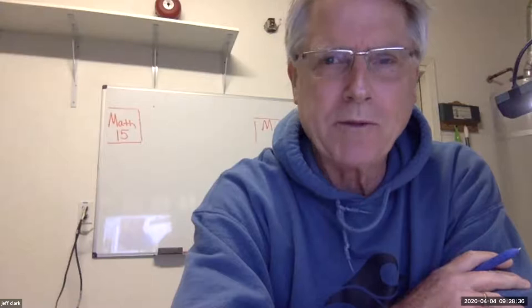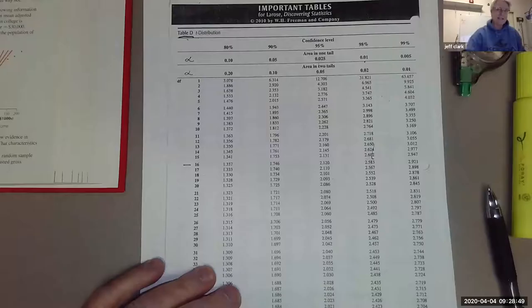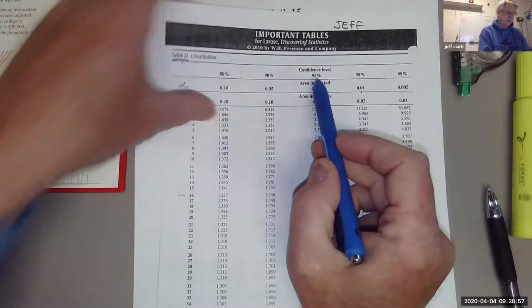For a T score, I'll even get it out right now, use the same table. Let's say you want a 95% confidence interval. The Z score is all the way down at the bottom, all the way down here, 1.960.